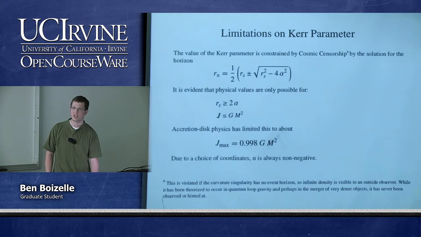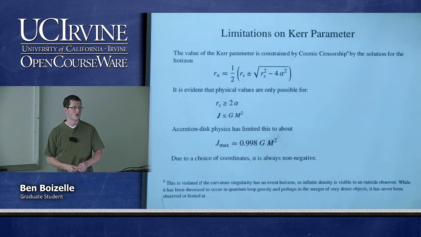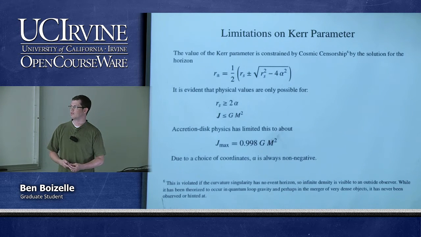1. When it gets close to 1, they're called extreme rotators or extreme Kerr black holes. And theoretical limits say that it probably gets to about 0.998 GM squared for the angular momentum of the black hole.